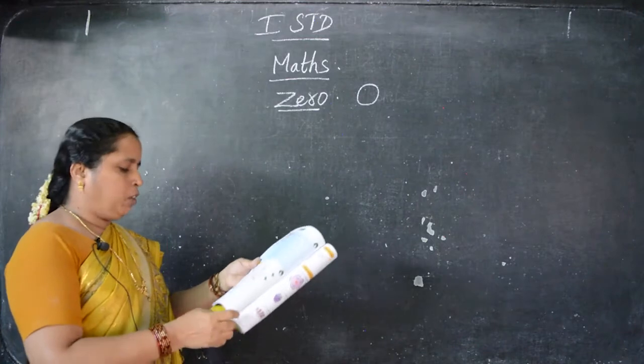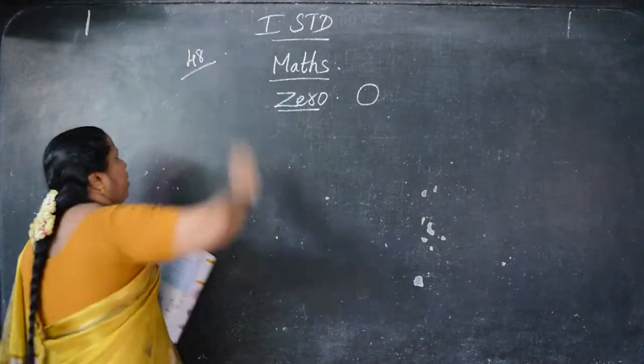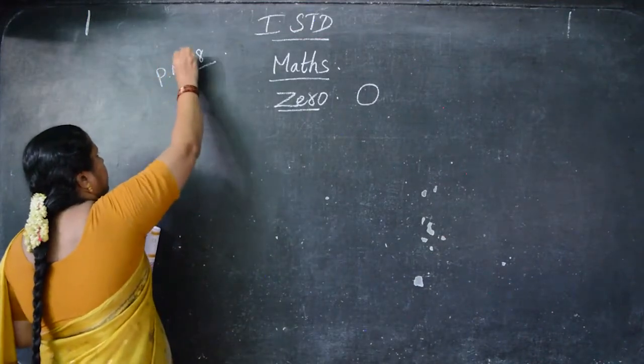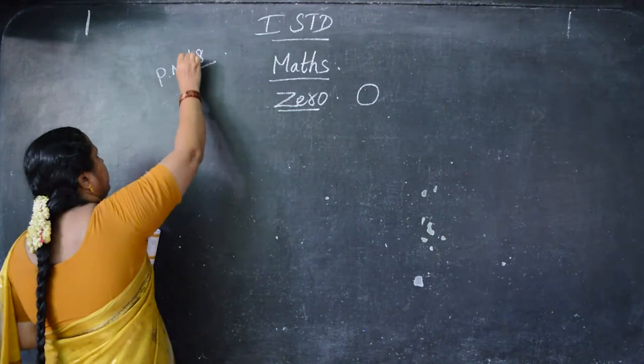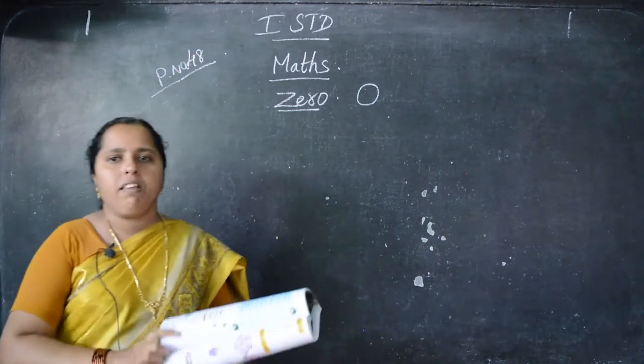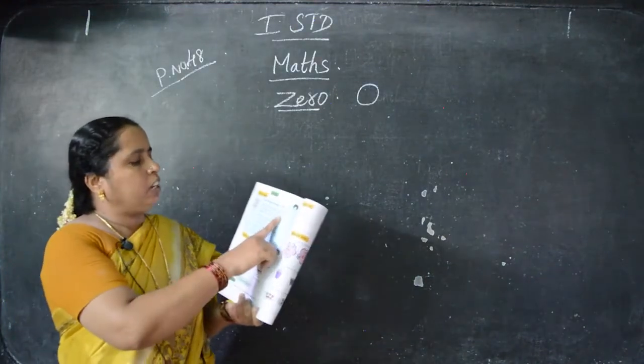See here. In your book, page number 48. All take your book, children. Take your book and take page number 48. I am the hero. My name is Zero. Here they are given a song.